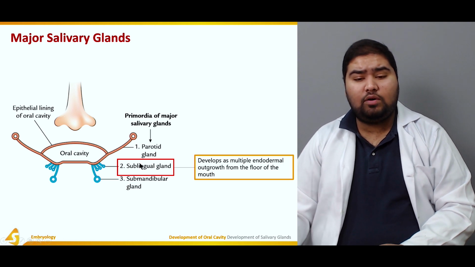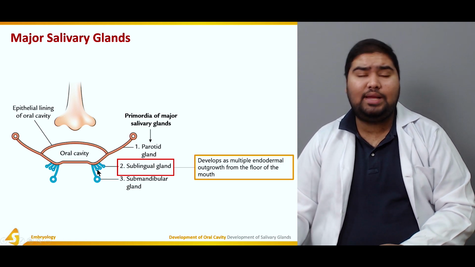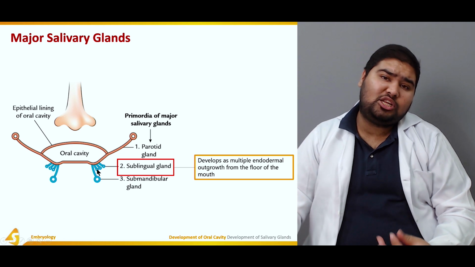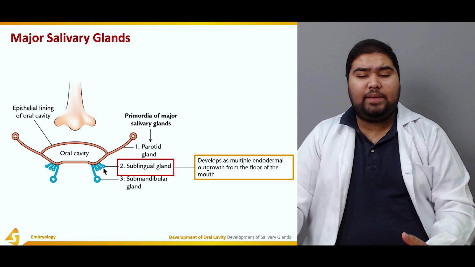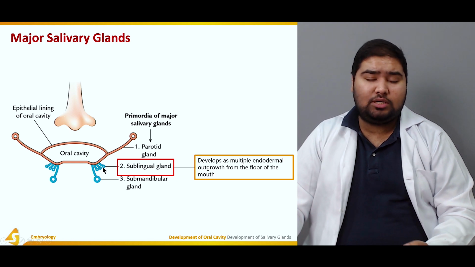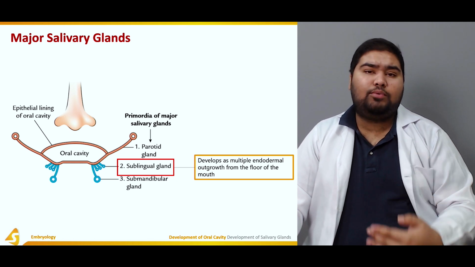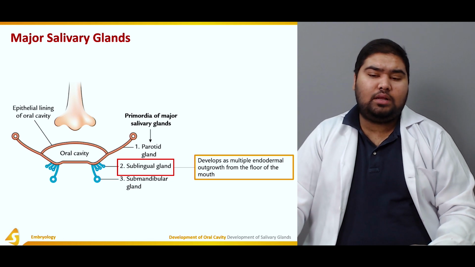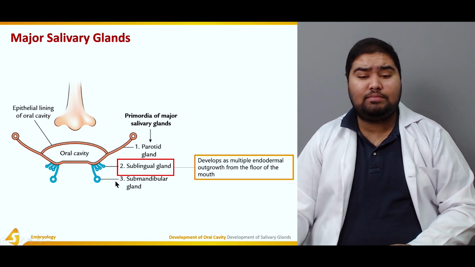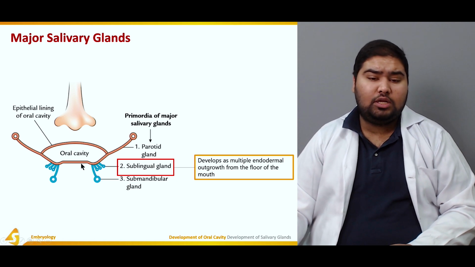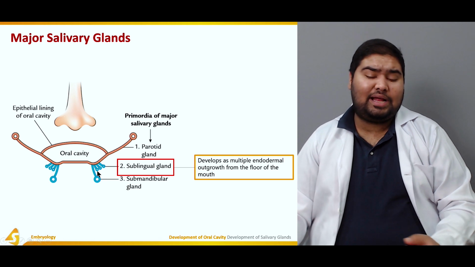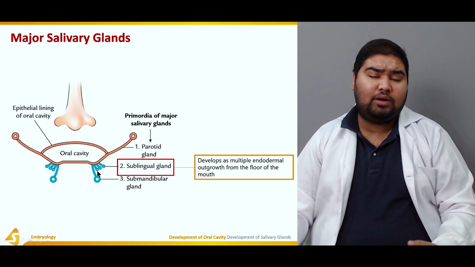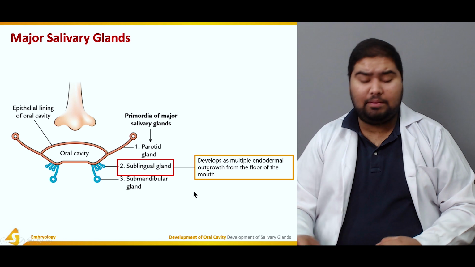Now moving on, these are the sublingual glands. Sublingual glands are actually supernumerary. There are more than one in number. They develop as multiple endodermal outgrowths. Now the important thing is these are endodermal in origin. They develop as multiple endodermal outgrowths from the floor of the mouth. So this is the floor of the mouth, and the sublingual glands develop from the floor of the mouth, and they are multiple in number.